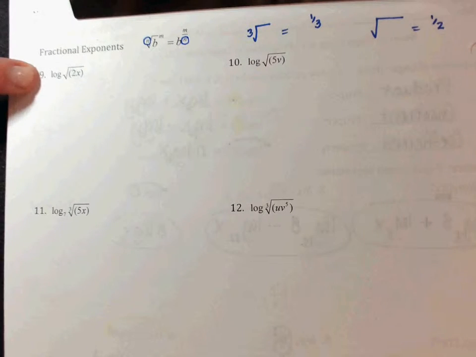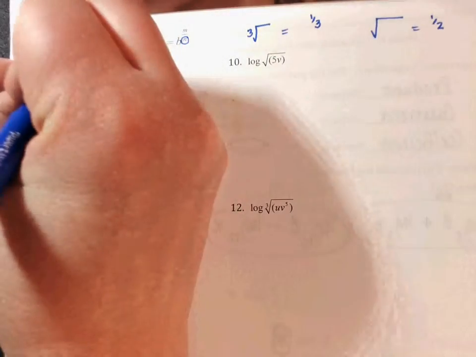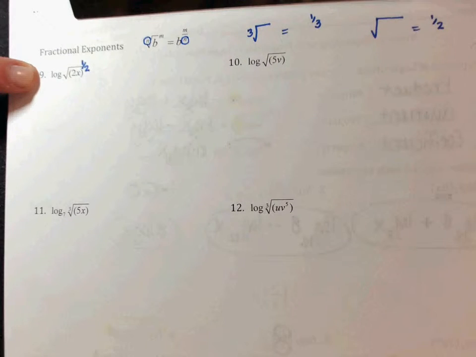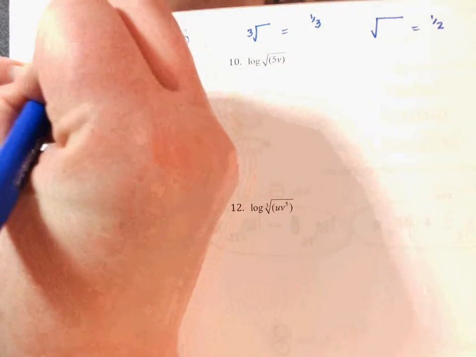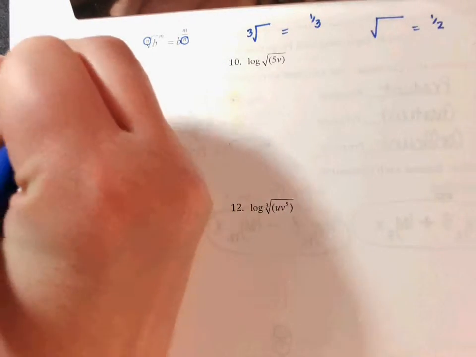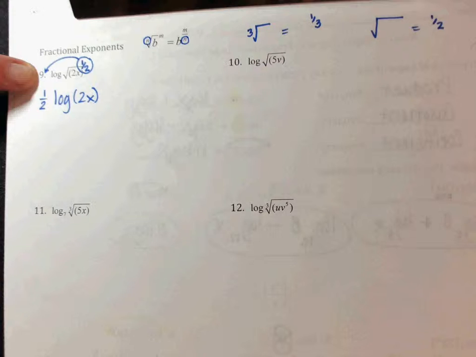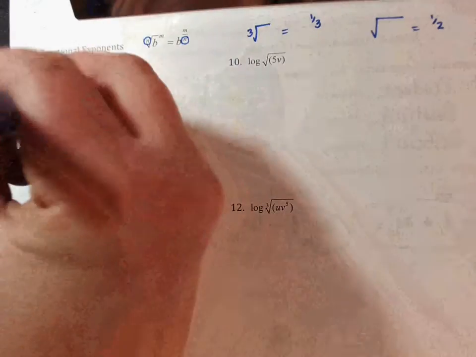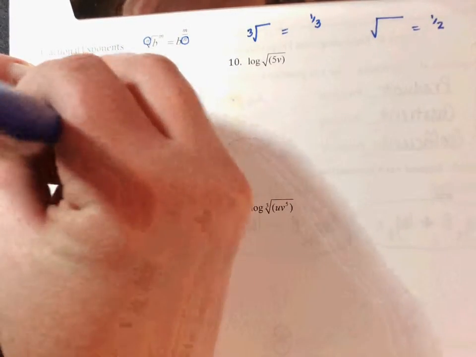So look at this first one. The first thing that I'm going to do is, because there's a square root, I'm going to make it a 1/2 instead. And when I convert that to a 1/2, where can it move? To the front. Very good. So I'm going to take my 1/2 from here, and I'm going to move it out of the way. So my 1/2 is going to be here now in the front, and then I just have log of 2x. And then how am I going to split up log 2x? Will my logs be added or subtracted? Added. So it'll be 1/2 log 2 plus log x.